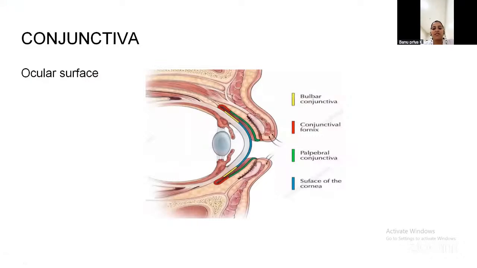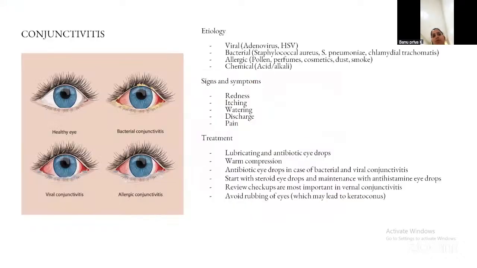So the ocular surface is nothing but the combination of both cornea and conjunctiva. Vision depends upon the maintenance of this ocular surface. So we'll go to conjunctivitis. Conjunctivitis is nothing but red eye. We need to understand the differentiation between hyperemia and conjunctivitis first. This is not mentioned in the figure in the textbook.